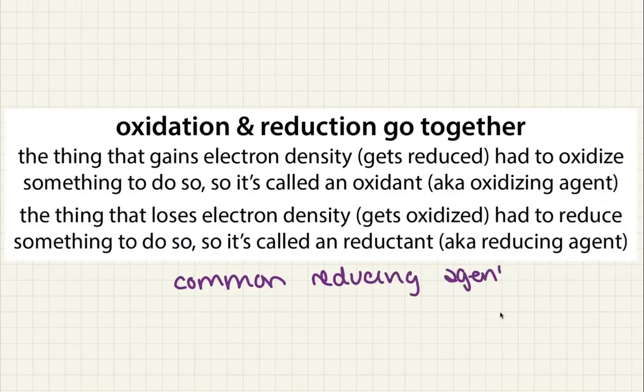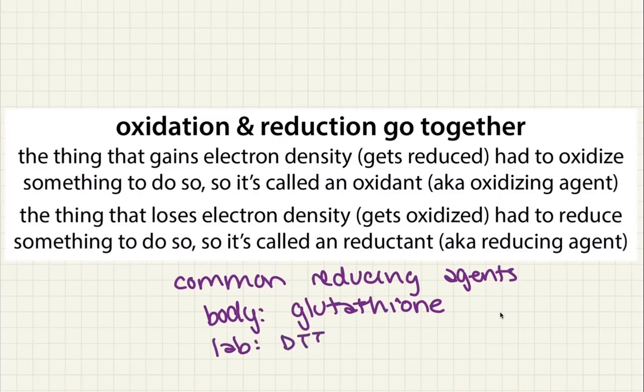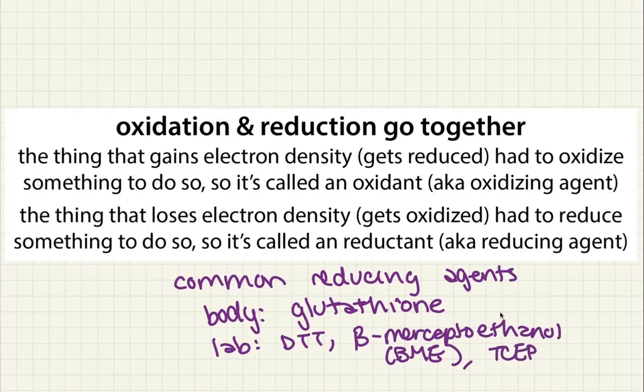In our body, what we're going to see is glutathione a lot. This is going to use sulfur, and we'll look a little bit at the oxidation states of sulfur later. In the lab, a couple of the things you're going to see are DTT, dithiothreitol, and beta-mercaptoethanol, so that's your BME. And you might see TCEP. So those are some of the common reducing agents that you'll see in the lab, as well as in your body.